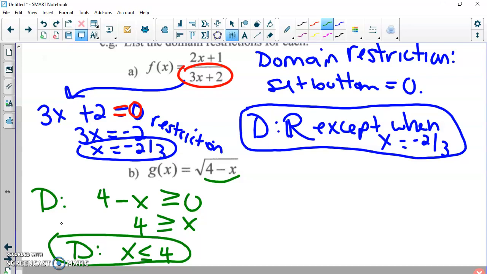Hit pause, come back and watch either of these two examples to help you learn how to solve for the domain restrictions and in turn learn what your domains are.